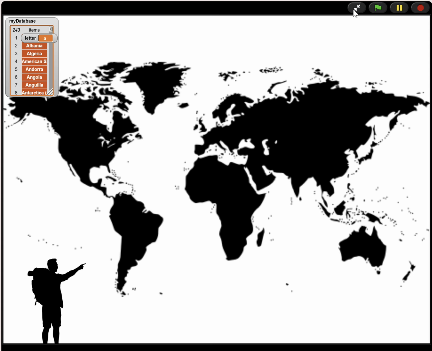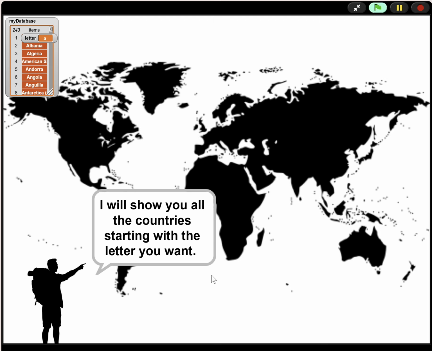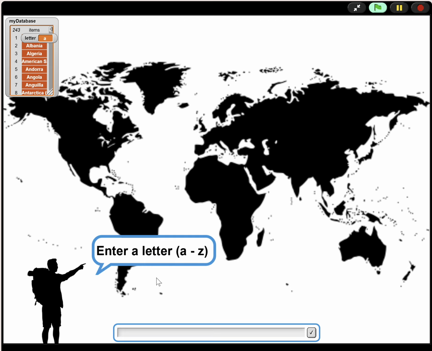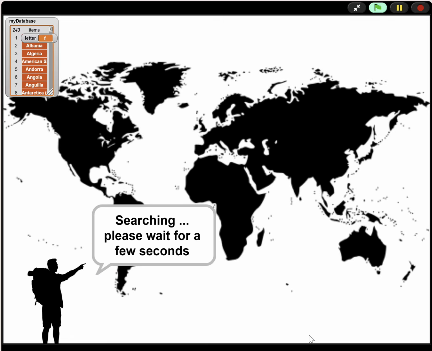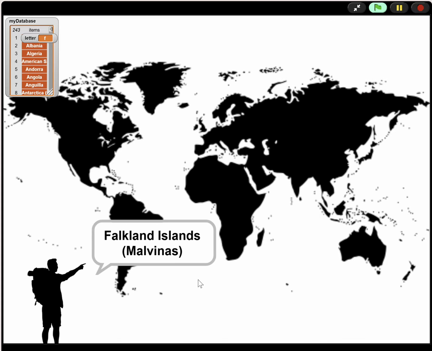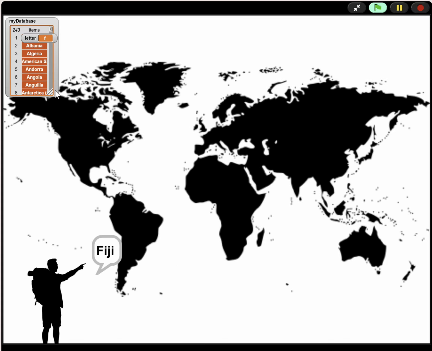And here we can test out the code. It says I will show you all the countries. Enter a letter A through Z. Let's pick F. Then searching, please wait for a few seconds. Here are the countries that start with the F. And then it names all the ones that it has in this list.